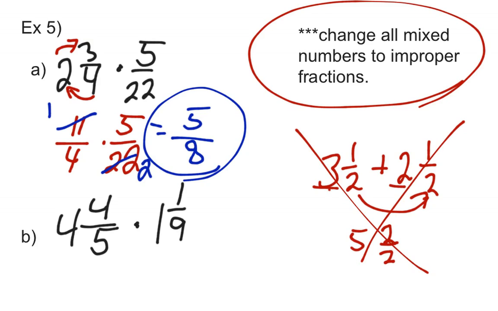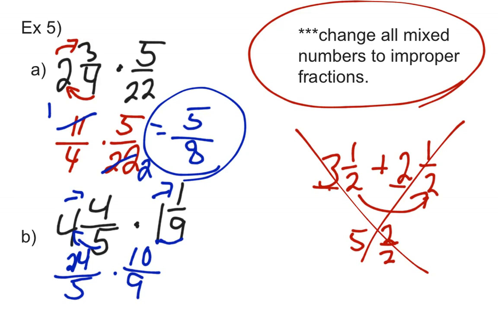Okay, here we go. So I'm going to change both of these into improper fractions. So 5 times 4 is 20, plus 4 is 24/5. Okay, 9 times 1 is 9, plus 1 is 10/9. So there's the new problem, 24/5 times 10/9. I'm going to look to reduce. I see a 5 and a 10 that are diagonal from each other. Divide them both by 5. 5 divided by 5 is 1. 10 divided by 5 is 2.